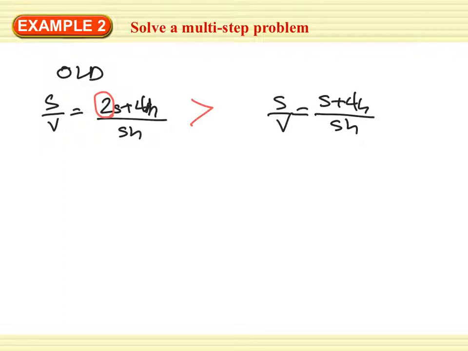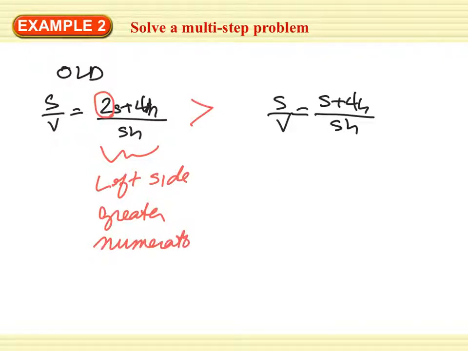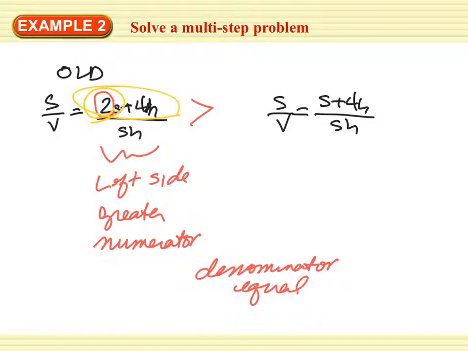And we can say it's bigger mainly because of this. Right there, my s is doubled. Everything else is constant. Okay, so right here we have the left side has a greater numerator than the right side. Okay, the denominator is equal. Okay, the only difference is the numerator is greater. Okay, so the old tin is less efficient.